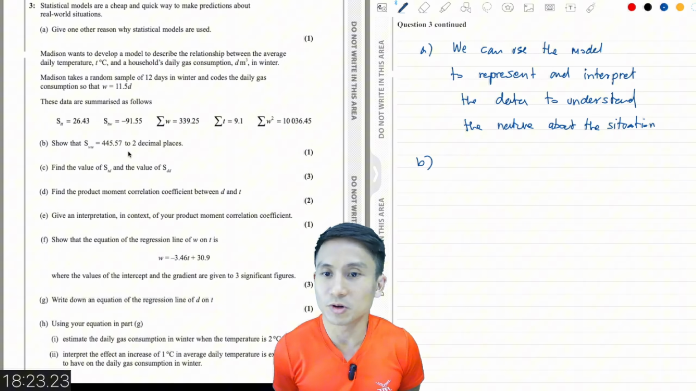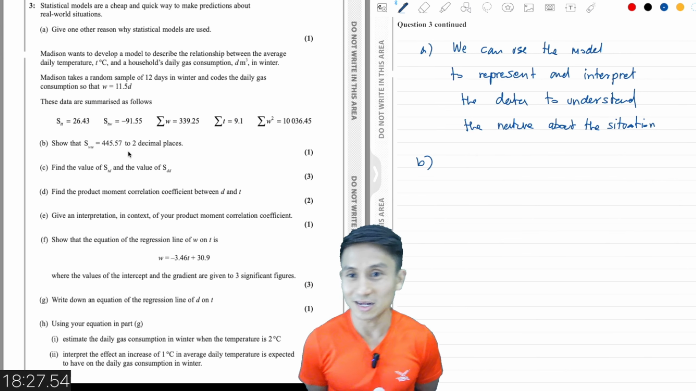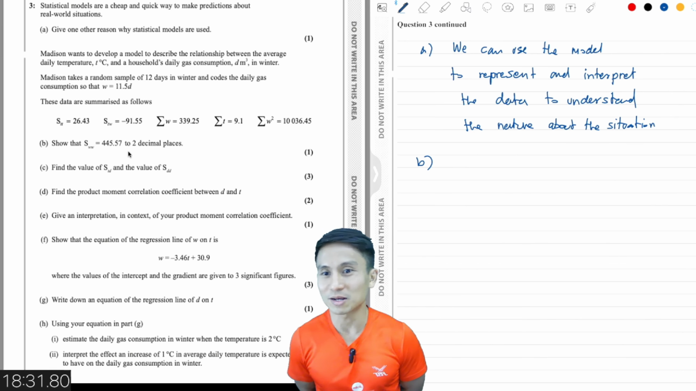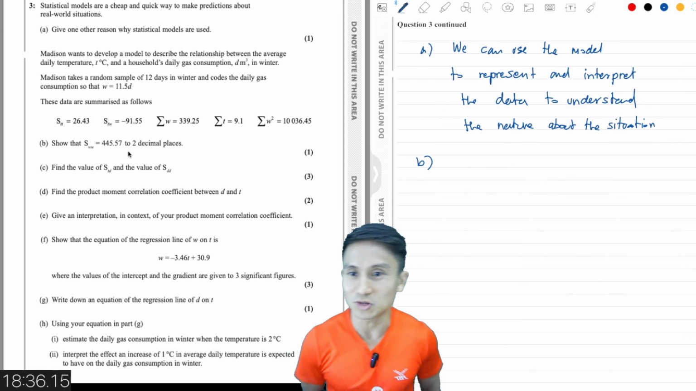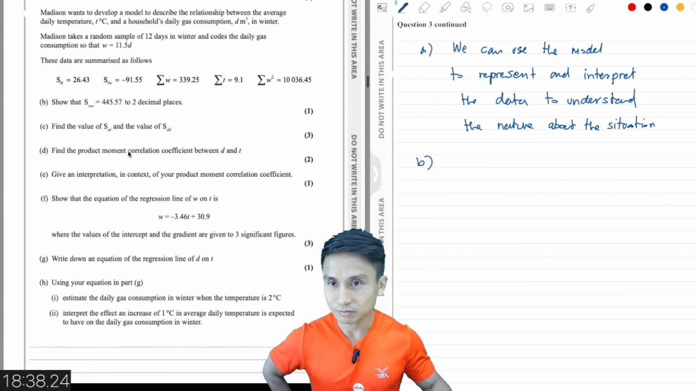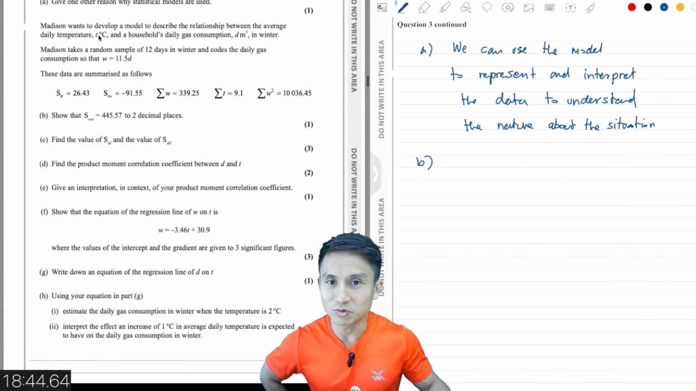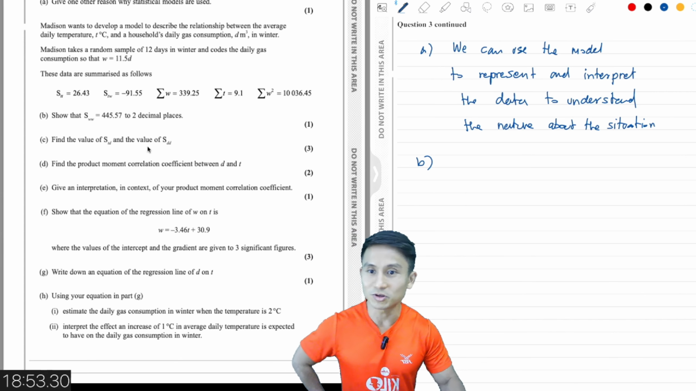Medicine wants to develop a model to describe the relationship between an average daily temperature T and a household daily gas consumption D in winter. Medicine takes a random sample of 12 days in the winter and codes the daily gas consumption so that W equals 11.5 D. Okay, the data are summarized below. So we have T and W first, so T being temperature and W being 11.5 D. Okay, so part B, show that SWW is that.